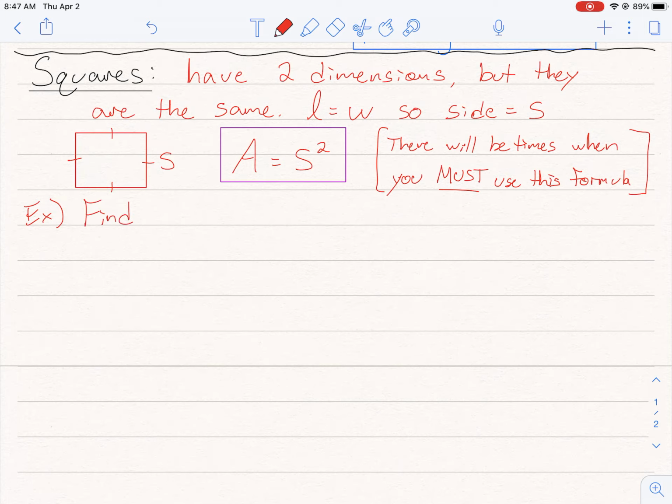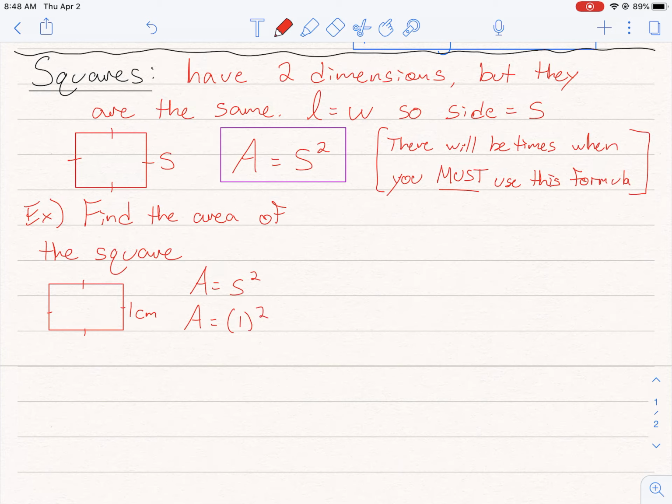So we're going to find the area of the square. So here's my square. 1 centimeter is its side. I know it's a square because all of my sides are congruent to each other. So if my area is equal to side squared, my area is equal to 1 squared. So my area is equal to 1 centimeter squared.